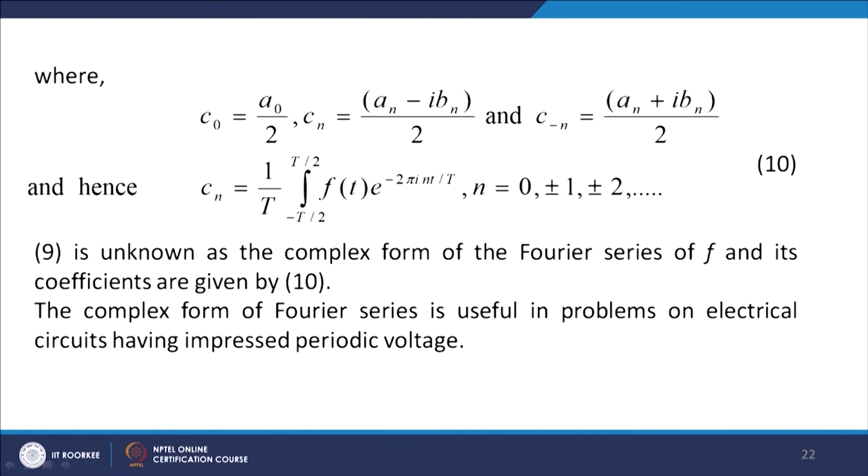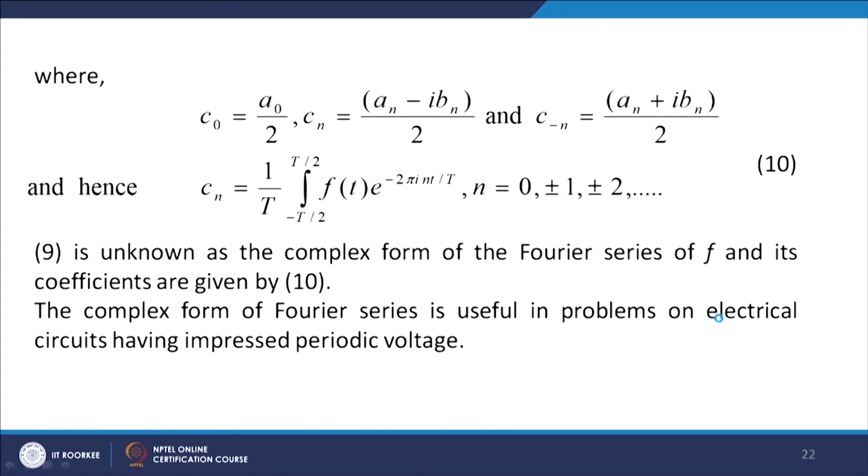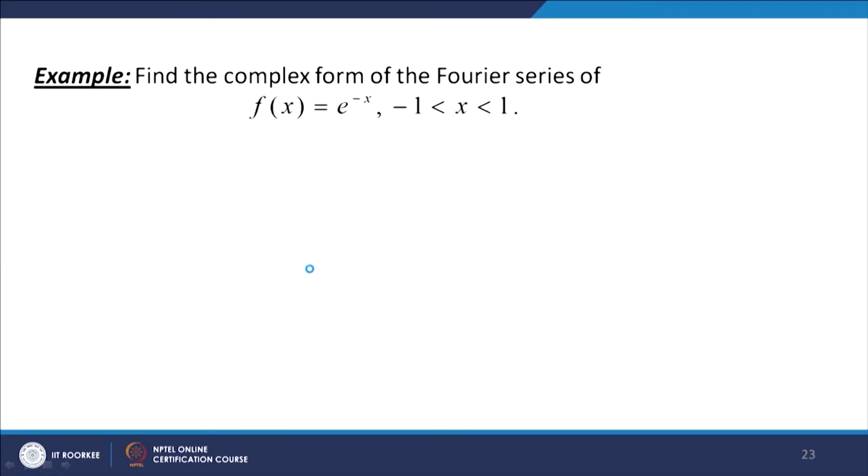Now, this is known as the complex form of the Fourier series of f. Okay. And its Fourier coefficients are given by this expression. This is useful in problems on electrical circuits having impressed periodic voltage. This is the complex form of the Fourier series of f. So, here we need to find C n's.